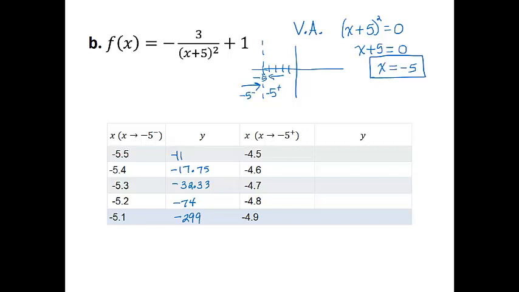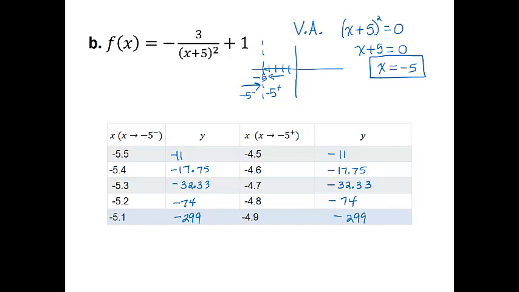If we replace x with values that are on the right side of negative 5, like negative 4.5, negative 4.6, negative 4.7, negative 4.8, negative 4.9, we get very similar values. In fact, we get the exact same values: negative 11, negative 17.75, negative 32.33, negative 74, and negative 299.